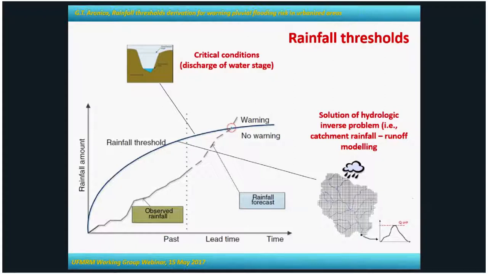Because essentially the theory of rainfall thresholds started with the natural catchments. And of course, the rainfall threshold is an easy tool because it is derived from the solution of the hydrologic inverse problem. So essentially it is the rainfall amount which produces a certain discharge. This means if you have discharge, you go back to the rainfall and obtain the rainfall threshold. As you can see in the slides, this curve comes from the solution of the classical hydrologic inverse problem, so it means the rainfall runoff modeling in the catchment.